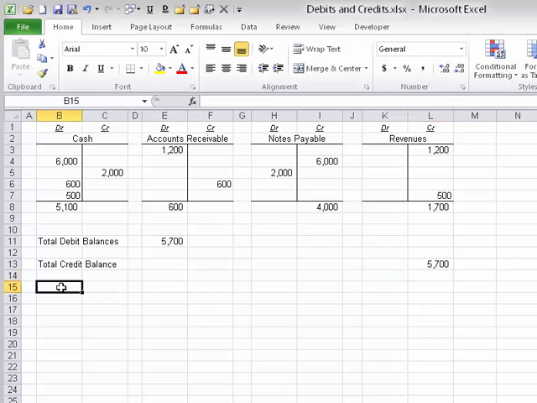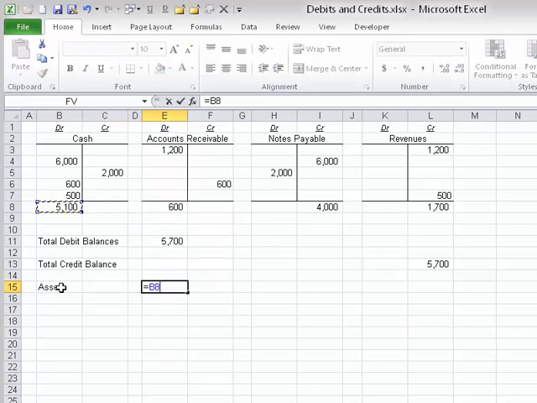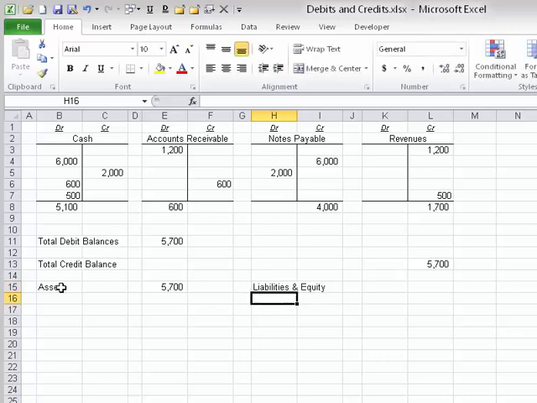How about the accounting equation? The accounting equation would say assets would equal liabilities plus owner's equity. Our total assets, I'll put it over here, is equal to the 510. That's 5,100 plus 600 of accounts receivable. And then I'll put our total liabilities and equity here. And that's equal to the 4,000 plus the 1,700. And you see we're in balance.